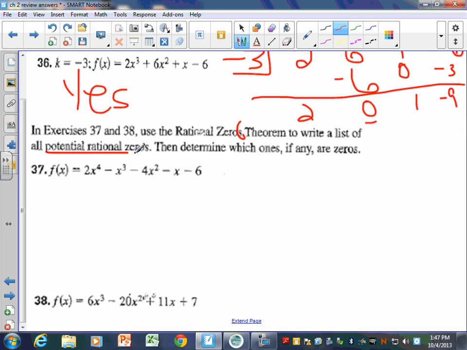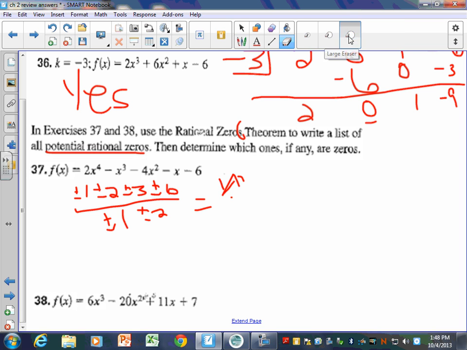Write a list of all PRZs, then determine which ones, if any, are zeros. Factors of 6, so that would be plus or minus 1, plus or minus 2, plus or minus 3, plus or minus 6, over factors of 2, plus or minus 1, plus or minus 2. How about I just say them? Plus or minus 1, plus or minus 2, plus or minus 3, plus or minus 6, plus or minus 1/2, plus or minus 3/2. I think that's everything, isn't it?